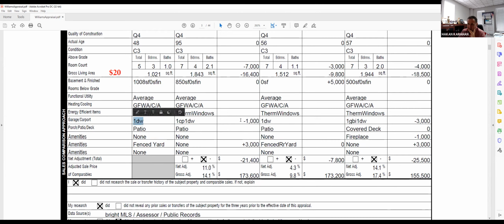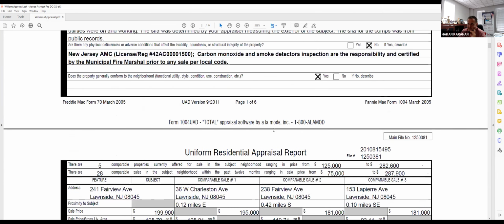So here's one driveway. So there's no garage. And there is one, you see that CP? What do you think CP means? CP means carport. So it's not a garage. They only get $1,000 credit. So as you can see, that's how the appraisals are done.